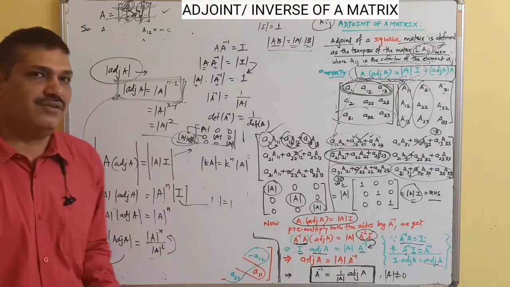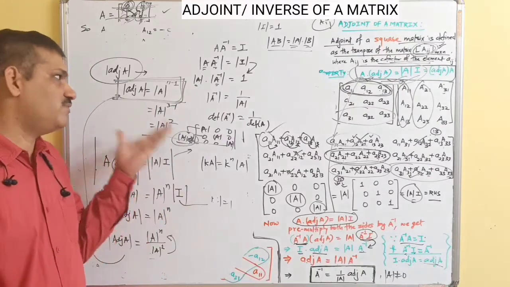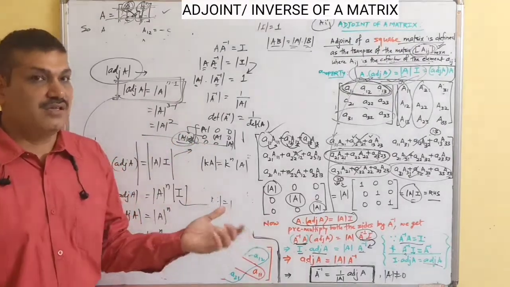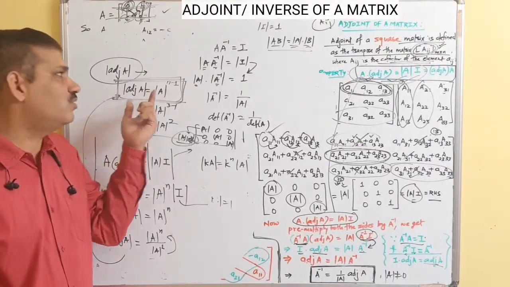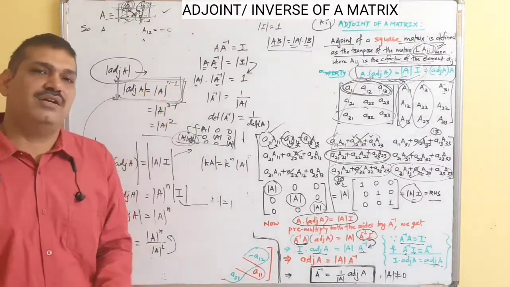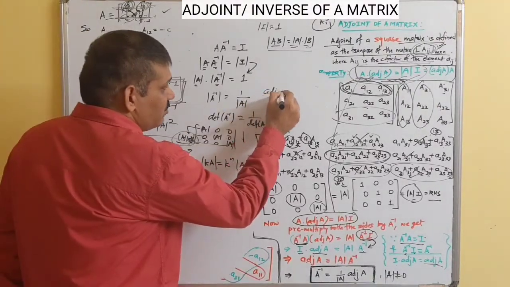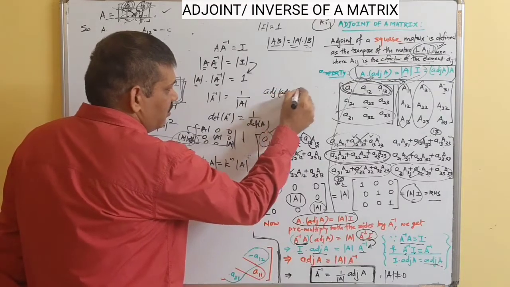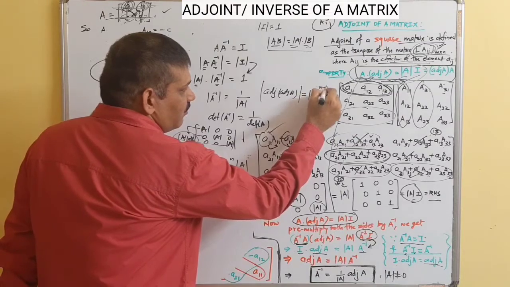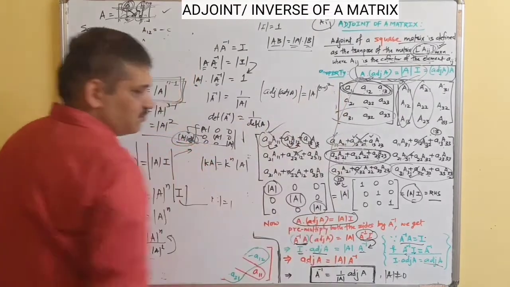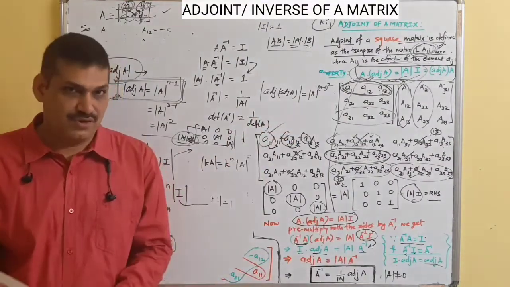This is the most important thing, which in most competitive exams, questions are asked on this formula. The determinant of adjoint A is equal to determinant A raised to the power n minus 1. There is another formula: the determinant of adjoint of adjoint A is equal to determinant of A raised to (n minus 1) square. Sometimes in some competitive exams this formula is also useful.